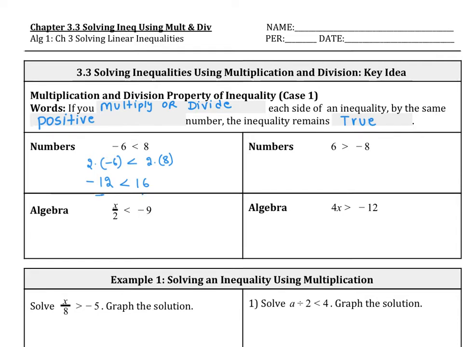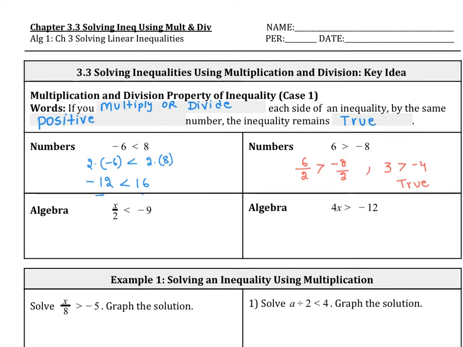So for this number, we are going to divide by the same number on both sides and see if the inequality still will be true. So 6 over 2 will be 3, and negative 8 divided by 2 would be negative 4. So 3 is greater than negative 4, so that is true. So in this case, you multiply the 2 on each side. In this case, we are dividing the 2 on each side.